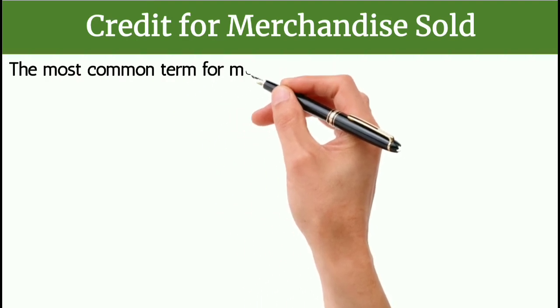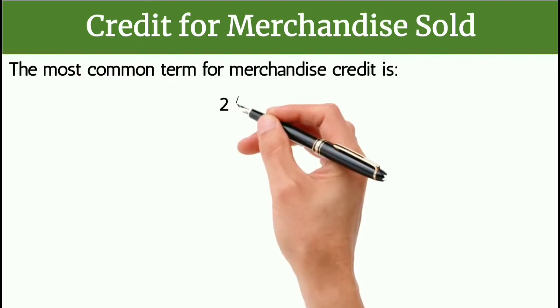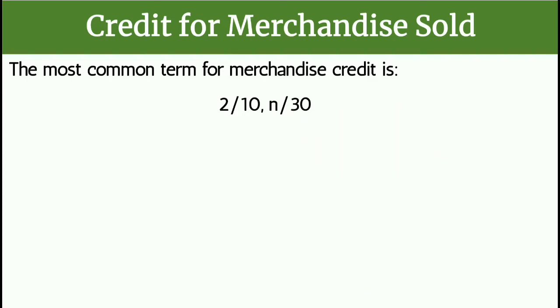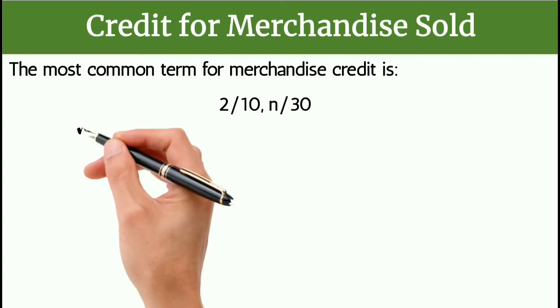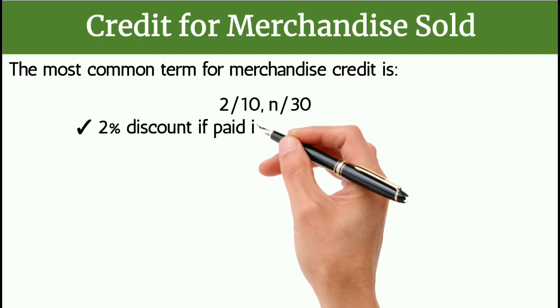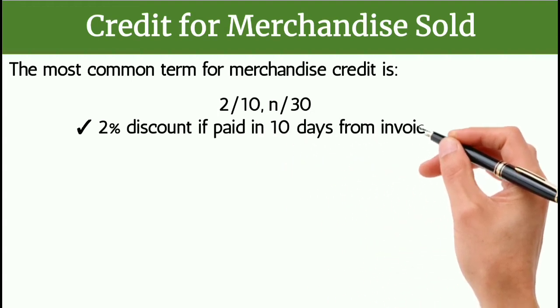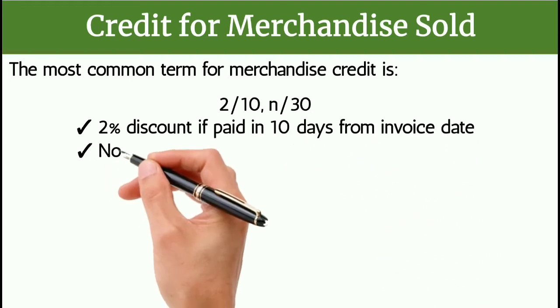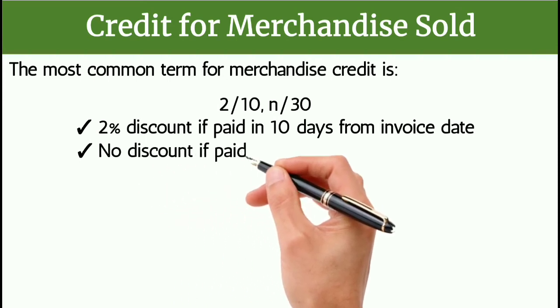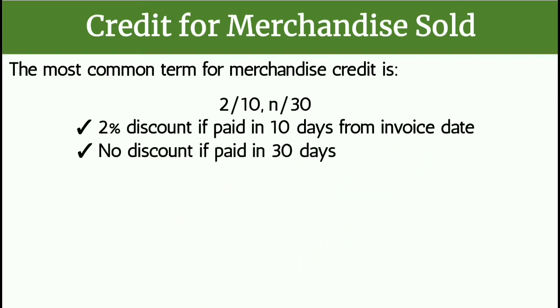The most common term for merchandise credit is 2/10 and over 30. This is an example of a credit term. So ang tawag dyan sa 2/10 and over 30 ay credit term. What does it mean by the credit term 2/10 and over 30? This means that there is 2% discount if paid in 10 days from invoice date. And there is no discount if paid in 30 days.